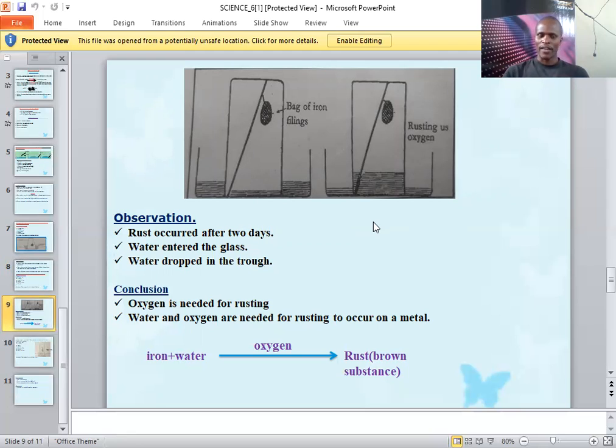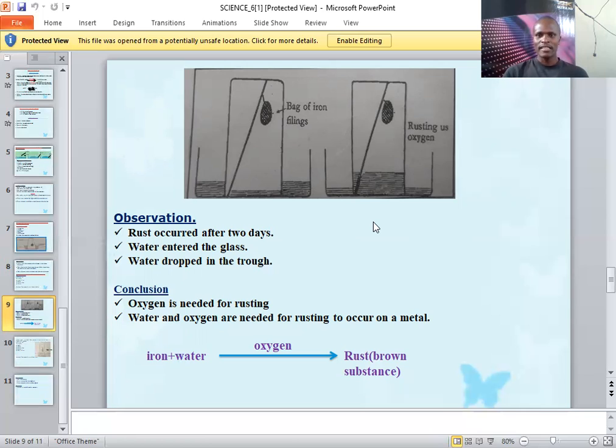Let's go very fast and look at observation number 1. After some 2 days, rust occurred. If you check the iron filings, you will find some brown substances, and those are what we call rust. So rust occurred in the iron filings after 2 days. Another observation is that water entered the glass. And of course, there was an increase of water level in the glass by 1/5. And then the water level dropped in the trough or in the basin.